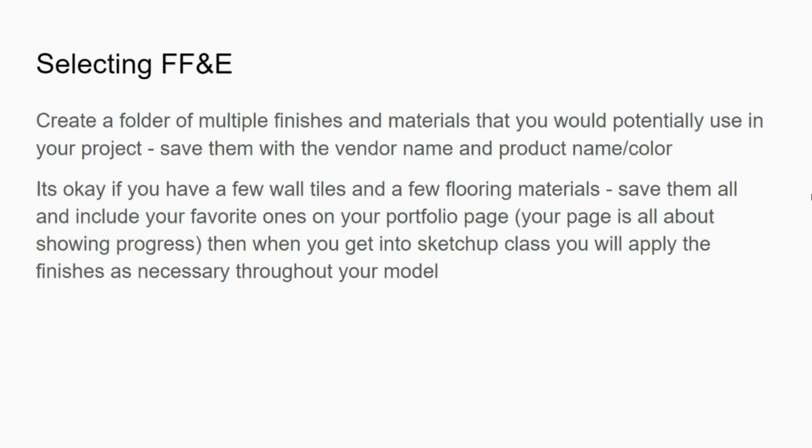Create a folder with your finishes and materials that you would potentially use in your project. Save them with the vendor name, product name, and color. It's okay if you have a few different wall tiles and flooring materials and you don't know where you want to use what. That's okay. Save it all in a folder and then include your favorite ones on your portfolio page. Since we're working on Photoshop, you can go ahead and put those on your page now. And then when you get into SketchUp class in a few weeks, you're going to be able to apply those finishes and materials throughout your model to decide where you're going to place them exactly in your design.